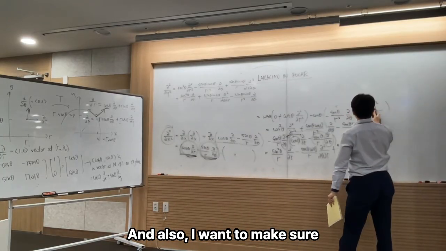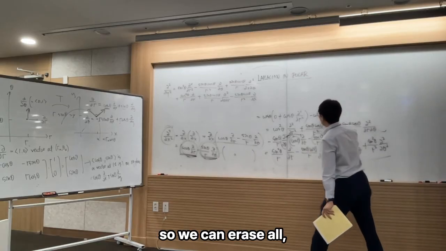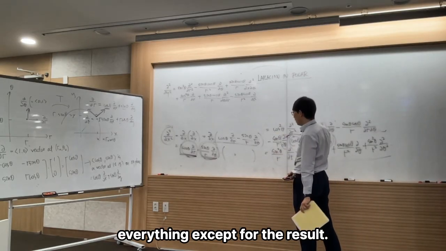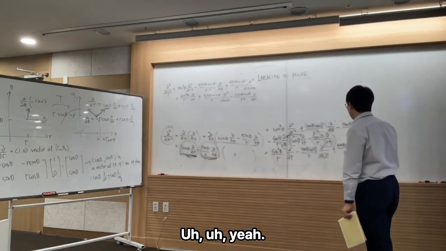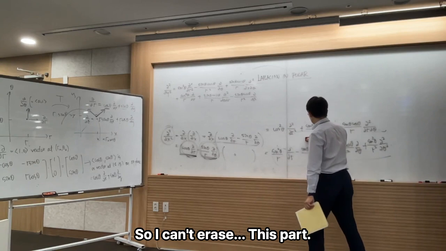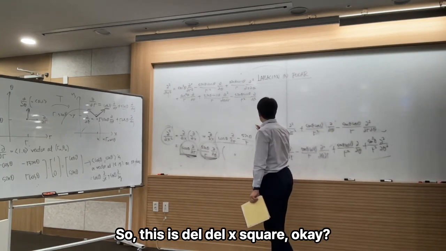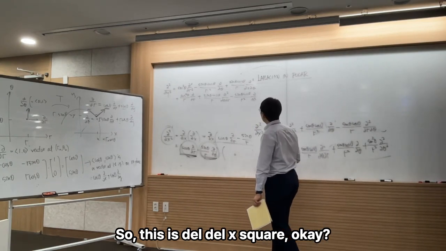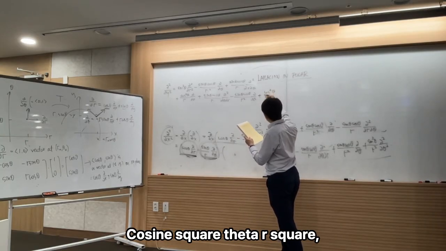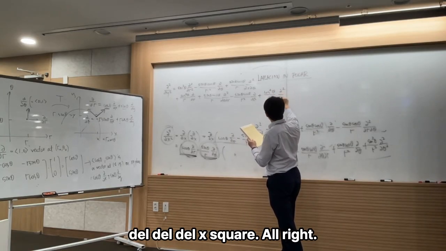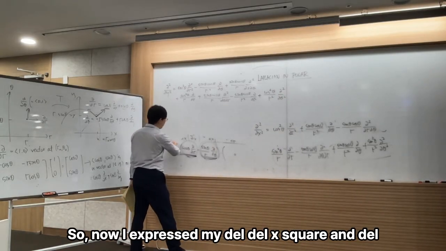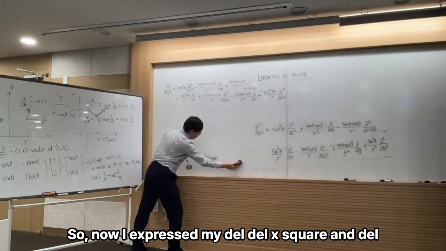And also I want to make sure that it's not confusing to anyone, so we can erase everything except for the result. Yeah, so I can erase this part, right? So this is ∂x squared. Okay, so that's ∂y squared, and I think I need one more. Cosine squared theta r squared, ∂x squared. All right, so now I expressed my ∂x squared and ∂y squared.